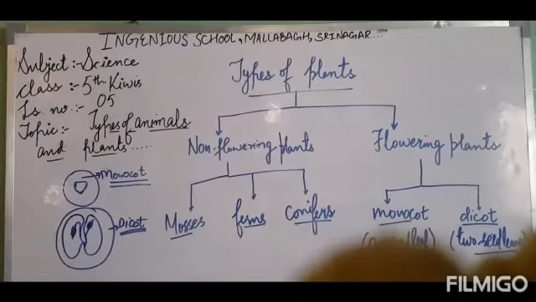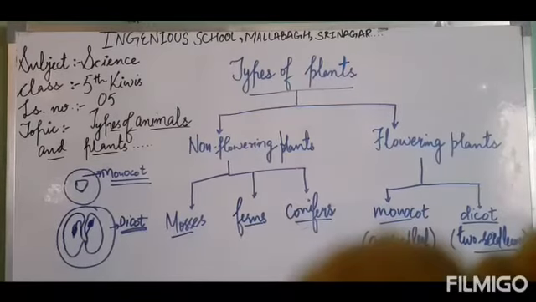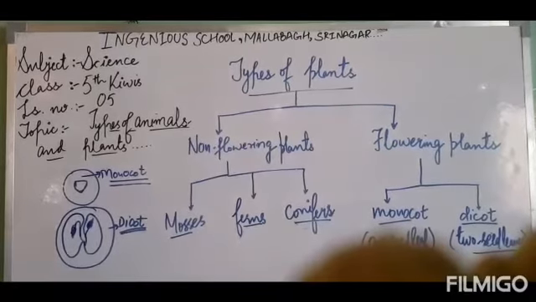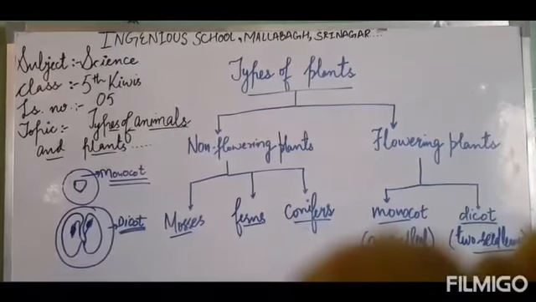Now here is an activity for you. You will prepare your own chart in which you will classify the types of animals and types of plants. Got it? You'll prepare your own chart, and in that chart you have to classify the types of animals and types of plants. This is an activity for you.